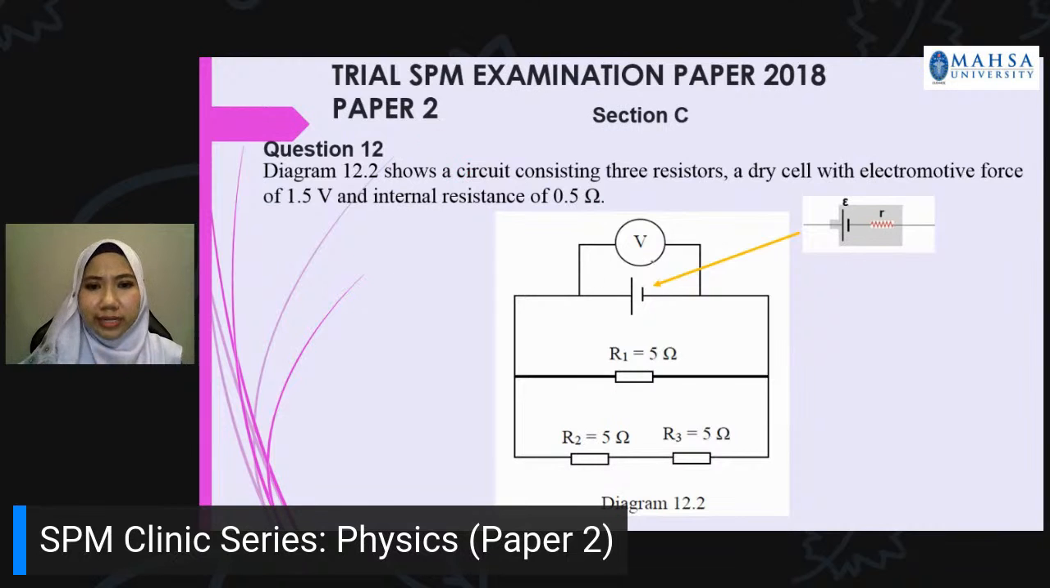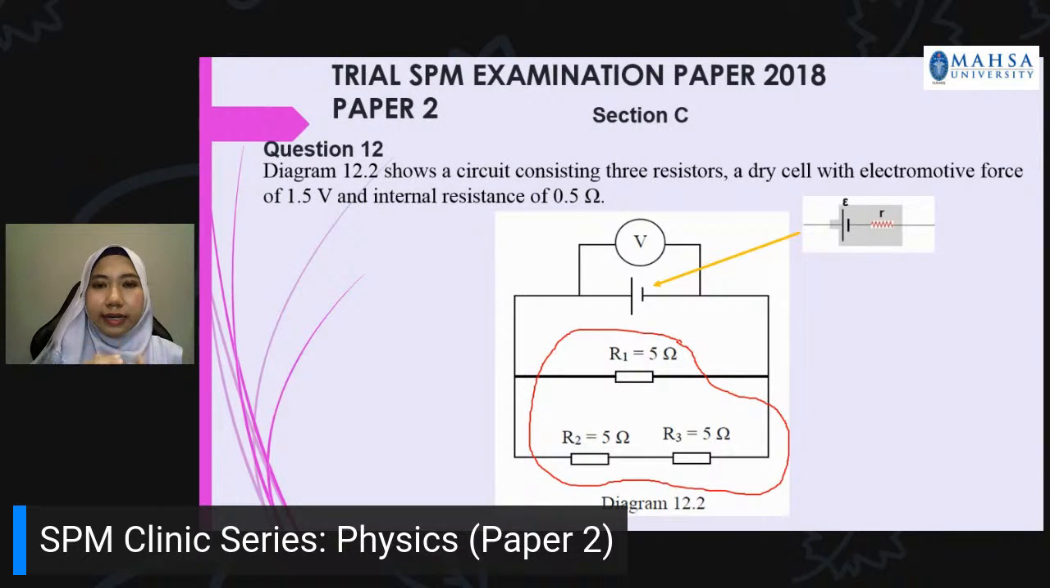So what is your external resistance? This is your external resistance. You have 3 resistors, R1, R2 and R3, and the connection for them involves series and parallel. So that is very important for you. Before you solve your problem, you need to identify first what type of connection the resistors have. So let's look here.